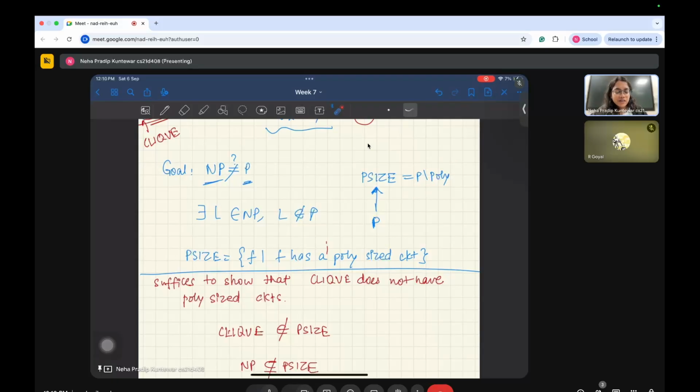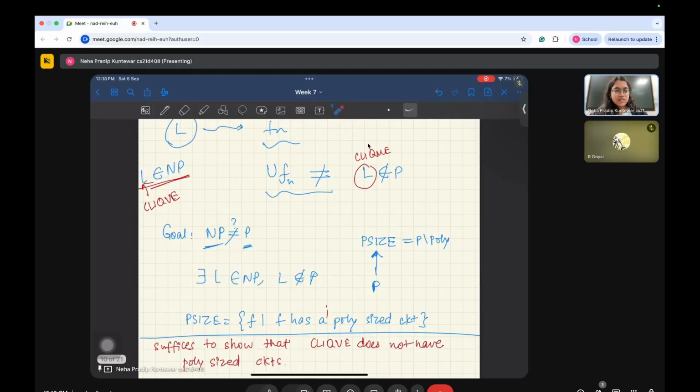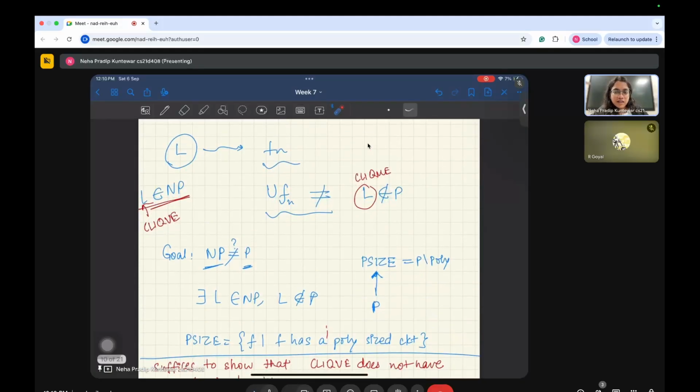We are just saying that this is one possible attack for showing that P is not equal to NP. If we knew that clique is not in P/poly, then we would be done. We would have shown that P is not equal to NP.